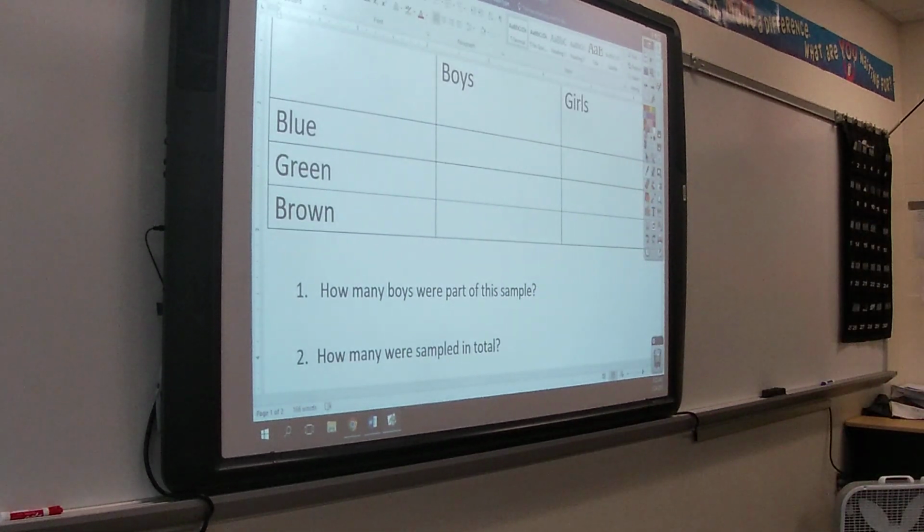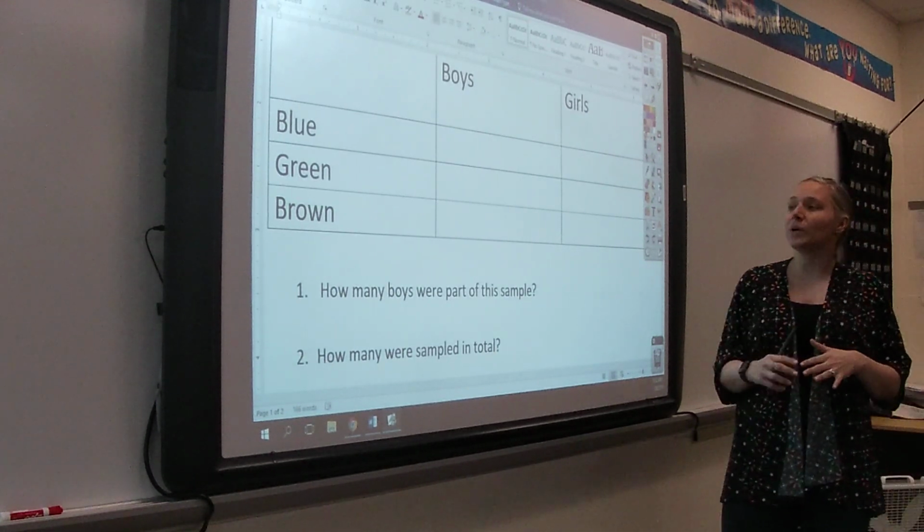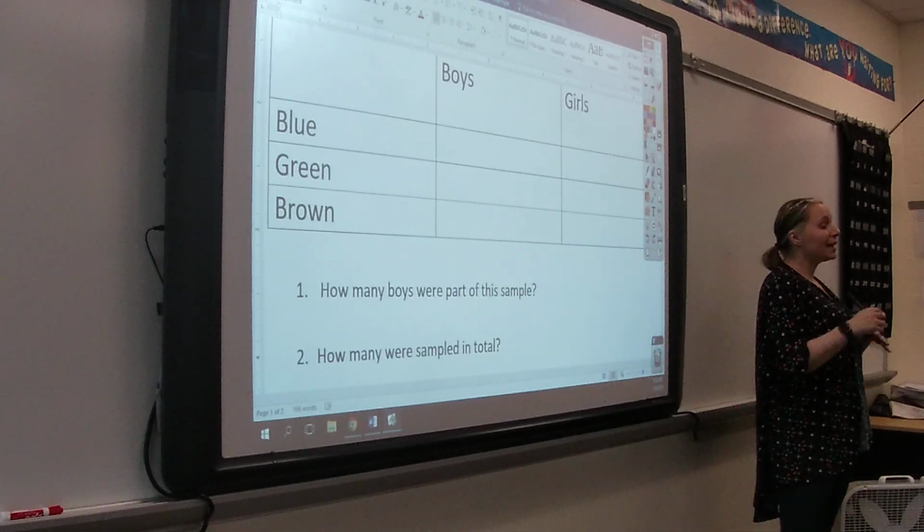I'm trying to keep things kind of simple. I don't like to get into debatable topics, especially when we're just trying to talk about what it means and how we do it. So today we're going to be looking at eye color.